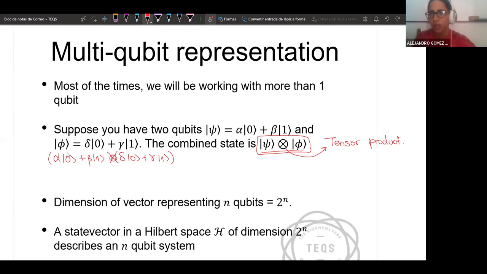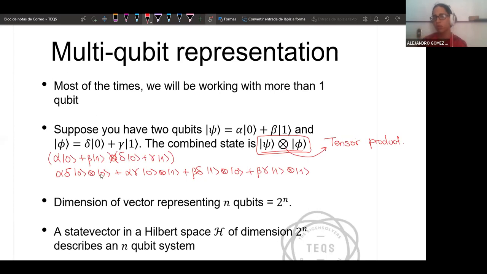Okay, so we can distribute the parts of the state. So we get alpha delta |0,0> plus alpha gamma |0,1> plus beta delta |1,0> plus beta gamma |1,1>. Okay, so we can simplify this using a convention.